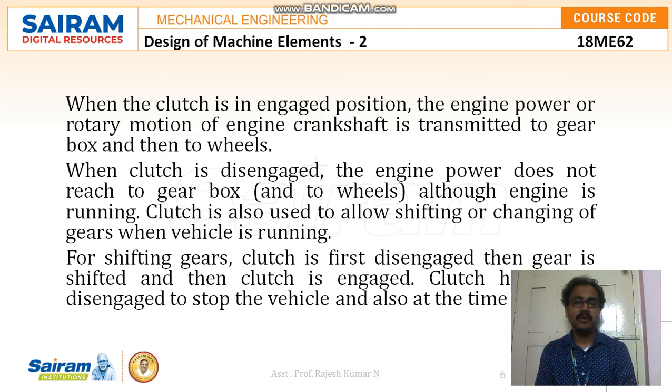Whenever it is required, we can transfer the power, and through the gearbox we can multiply the rotation also. The clutch is also used to allow shifting or changing of gears while the vehicle is running. This is very important if I want to increase the speed of my vehicle. The gearbox is what multiplies the number of rotations. So if it is rotating at 200 rpm from the engine, I need to convert the 200 rpm into 400 rpm, 600 rpm or 1000 rpm. How can I convert that? With the help of a gearbox.